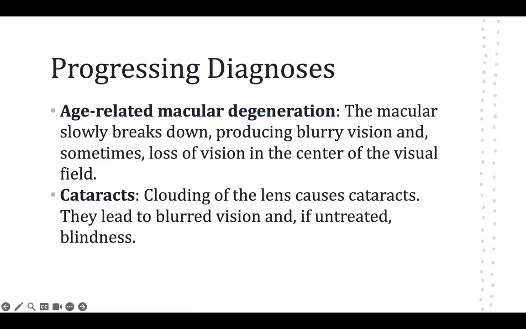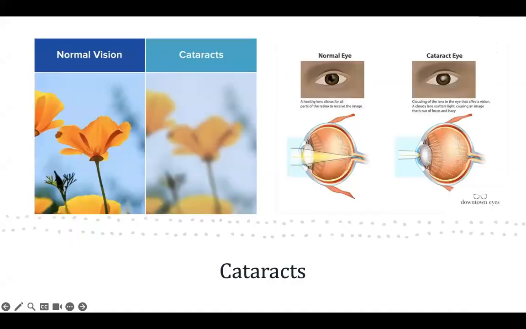And then the other one is cataracts, which is clouding of the lens. This usually leads to blurred vision, and if untreated, it can lead to blindness. So this is what you can see for somebody with cataracts, normal vision versus having the cataract, so it's that blurred vision. And you can see as well, the amount of light being able to enter the eye for somebody with a cataract is a lot smaller, so that also leads to difficulty.